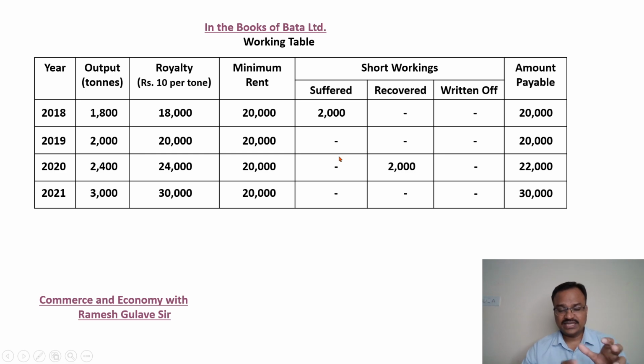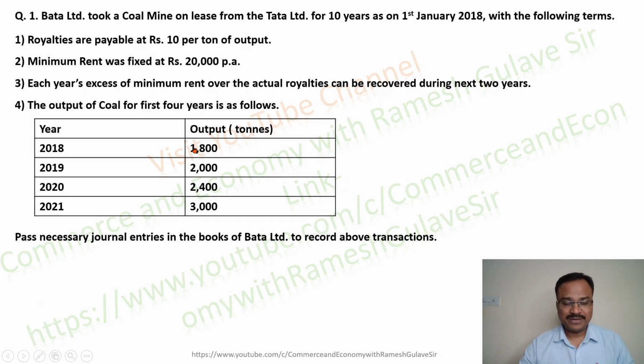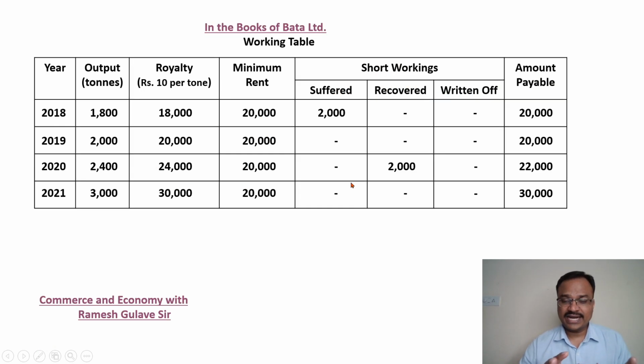Right. So in this way, we need to prepare a working table, and from this working table, we can journalize the transactions. Now we have prepared a working table on the basis of the given conditions and information. In the working table, we have important information related to short workings, royalty, amount payable to the owner and short working recovery. Now let us see how to journalize these transactions.